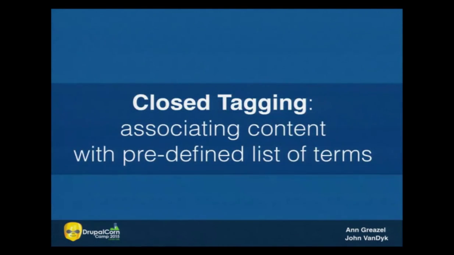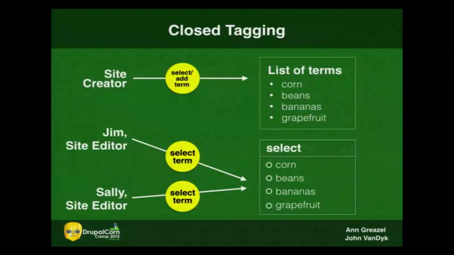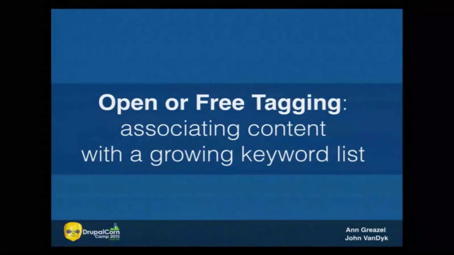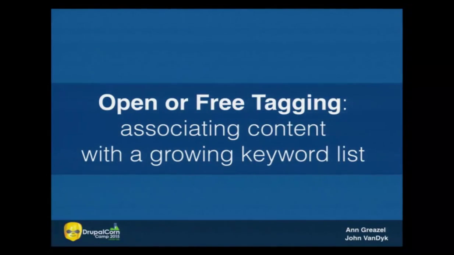Okay, so closed tagging, you get your predefined list, and you have to be pretty sure, when you're setting up your website, that all of those terms are actually going to be useful, because otherwise your users are going to revolt. So this is kind of like an overview of the process. The site creator, which is often you, comes up with the list of terms. Then your site editors, hopefully you have someone to delegate content management to, will then have the ability to select some from the list of terms that you've created. Okay, so that's one type of using taxonomy.